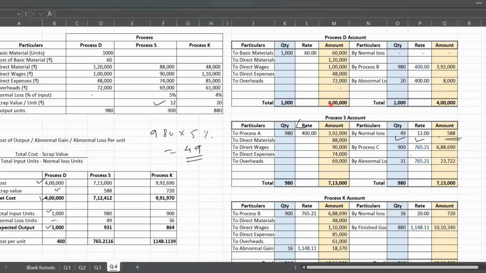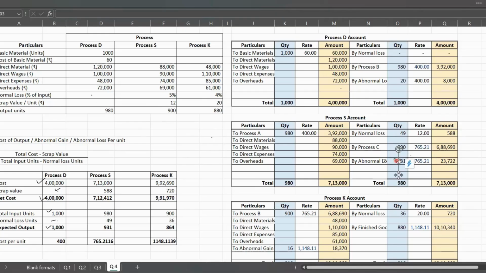Amount will be 588. Once we post normal loss here, next output quantity is given in the question, 900. So now next write output 900 transferred to next process. Again, excuse me for the name. The names are copy pasted from question number 1. So you will find the process names as different. So ignore the process name. Just focus on the amount column. 900 is output transferred to next process and normal loss is 49. So after we post all this information, first of all close quantity column of process 2 account.